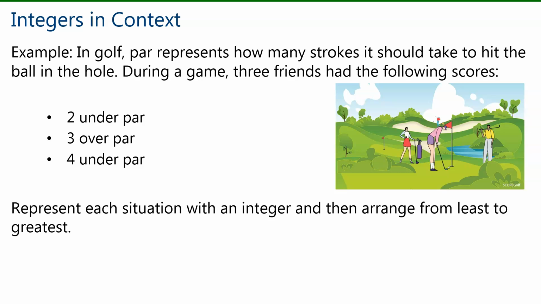Well, because it's 2 under par, we will represent that with a -2. 3 over par is a +3, and 4 under is -4. Now in terms of writing them least to greatest, you can use a number line to help you. You would see that -4 is the smallest number here, followed by -2, and the largest number is +3.